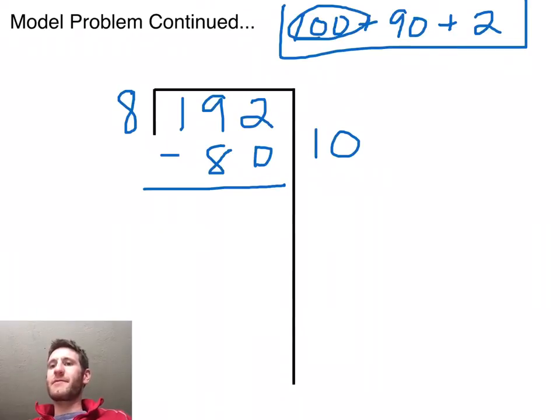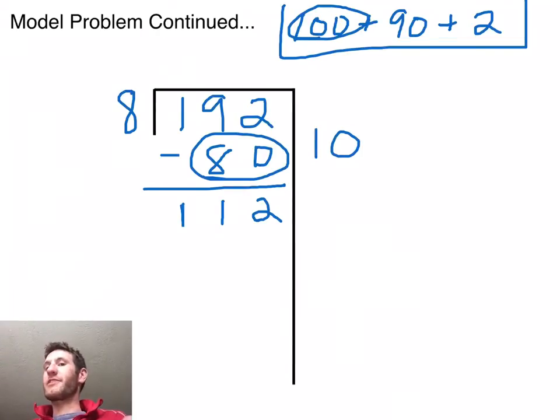Now I'm going to subtract. I know that 2 minus 0 is 2. 9 minus 8 is 1. And 1 minus nothing is also 1. Now I've still got 100 right here, but my dividend is now a lot smaller. So I've already taken care of 80 students out of that 192, but I still have 112 of those students to divide up.